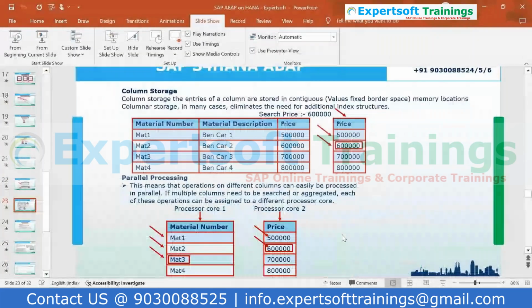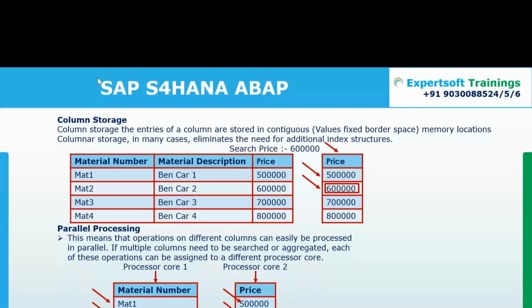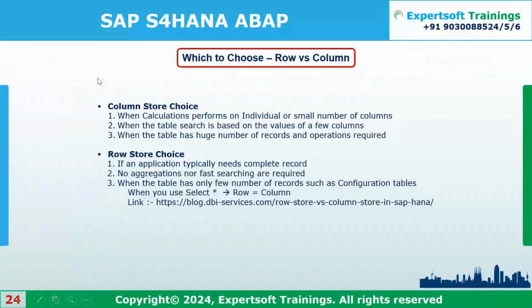So the next slide also shows the same, which storage to choose. When you have to do calculations, you go for column storage. When you have to only read the things and no aggregation functions are required, then you go with the row storage choice.